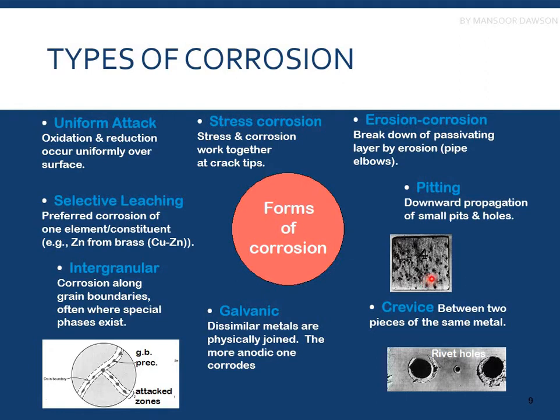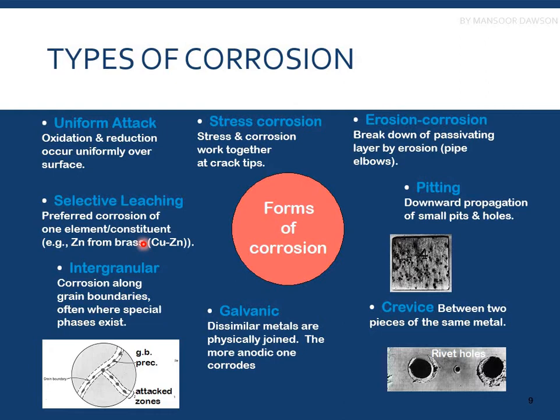Okay, so then we have galvanic corrosion, in which two dissimilar metals are physically joined, and the more anodic one would corrode first rather than the cathodic one. Then we have intergranular corrosion, in which the corrosion occurs along a grain boundary, and is often where special phases exist, such as in stainless steel. We'll be discussing that in detail as well. Then we have selective leaching, in which a preferential corrosion is occurring of one metal in an alloy.